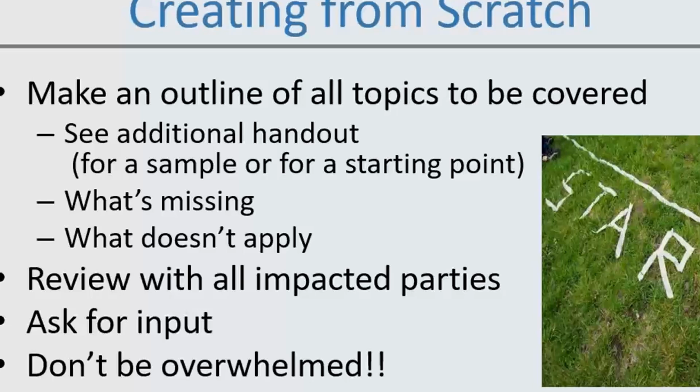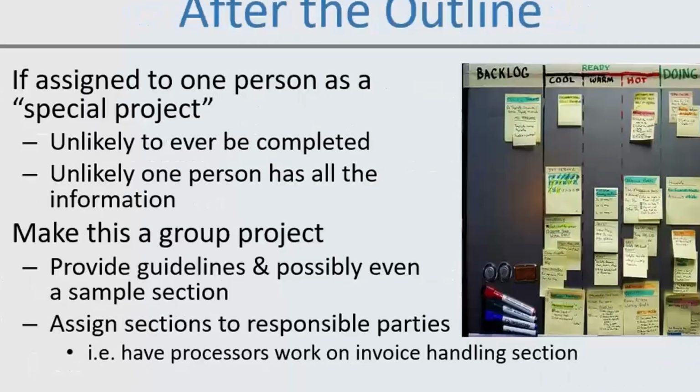You want to review this list of topics with all impacted parties. We're not writing it at this time, we're just reviewing it with all impacted parties. I can tell you the outline that I have is about 3 pages long. Ask for input: what should we include? And don't be overwhelmed. At this point, it's just an outline.